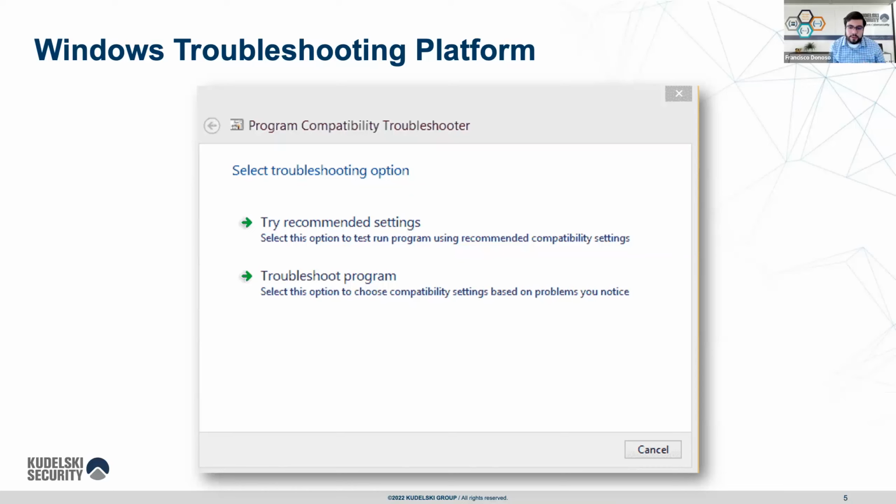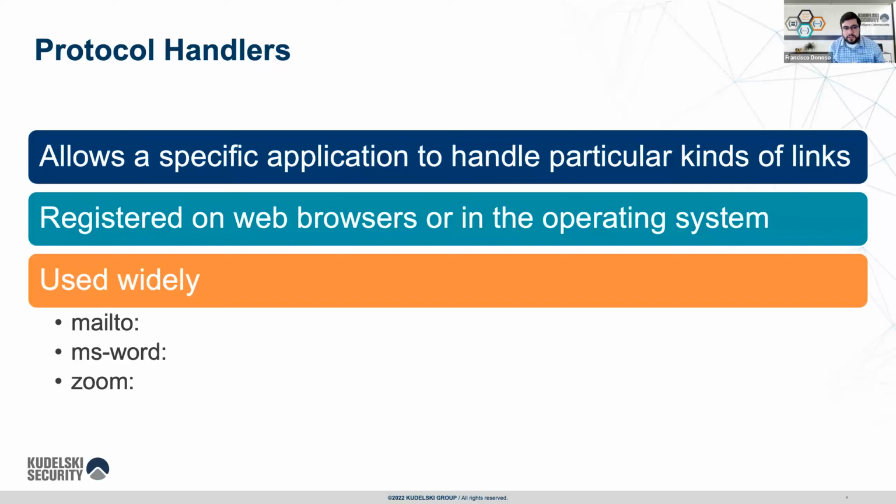Another thing that's important to understand as we look at the vulnerability more in depth is that what's being abused is actually the protocol handler that executes this support troubleshooting tool. And protocol handlers, I'm sure you've seen them, are kind of specific ways that you can say, hey, this application can handle this type of link. And these protocol handlers can be registered on a web browser or across the entire operating system.